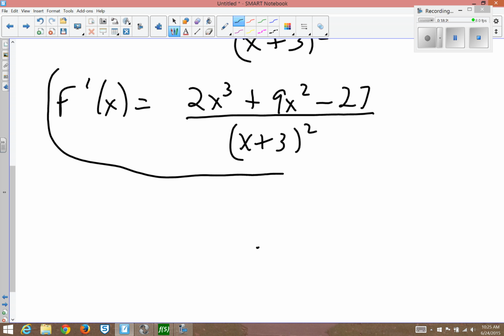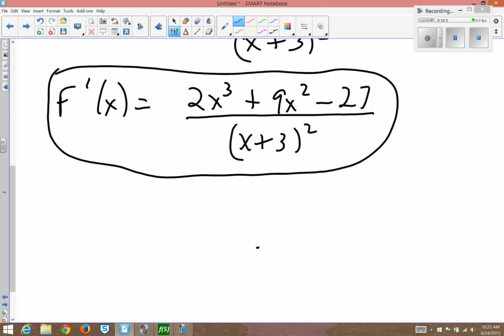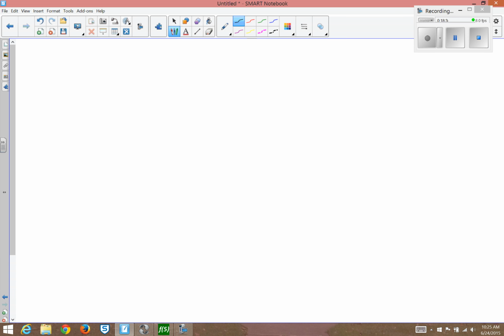So we will talk about trying to simplify that. But in the meantime, we're going to do this problem another way. This is number 18 again.